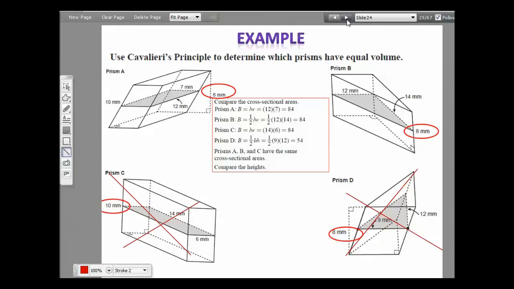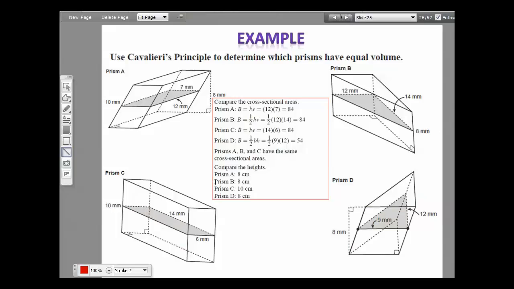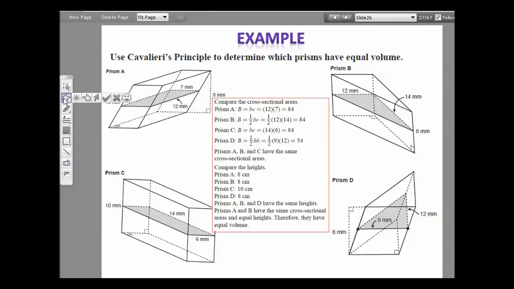So let's check our answer. It says comparing the heights, and we did that when I circled them in red and we talked about it. So it says, oh, let me get my pointer. Okay, prisms A, B, and D have the same heights. Prisms A and B have the same cross-sectional areas and equal heights. Therefore, prism A and prism B are going to have congruent volumes or equal volumes.